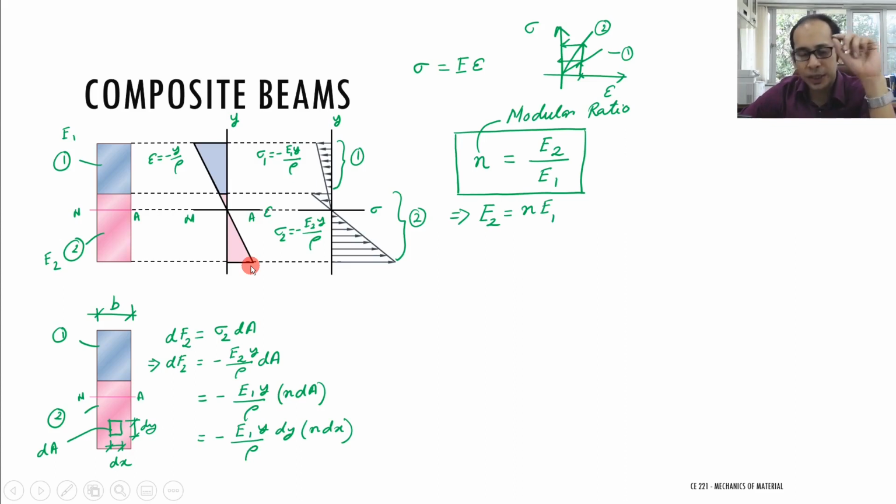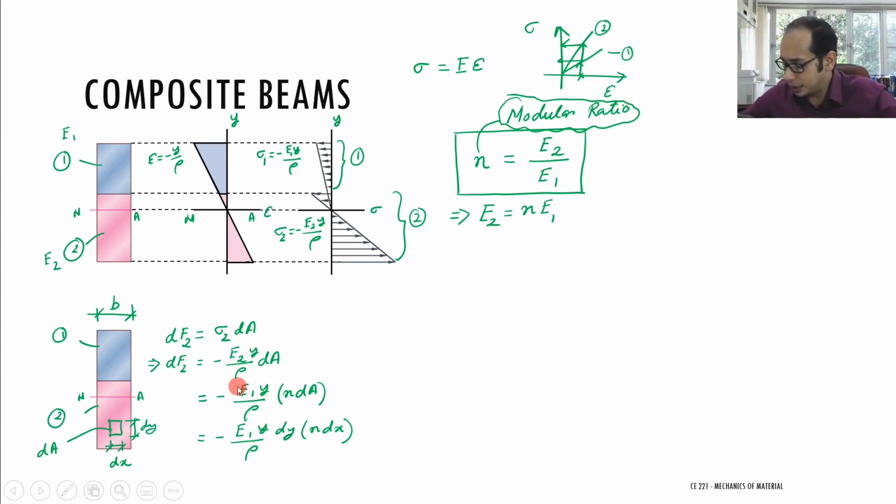So without changing my strain profile, that is without altering the height of this entire section, I'm only bumping the width. Just to reiterate, the force taken by this material 2 can be taken by an equivalent transformed material 1, provided that, keeping the overall height the same, every small element is bumped up by this factor n, which is nothing but the modular ratio. So this is important. Now let's see how to do that.